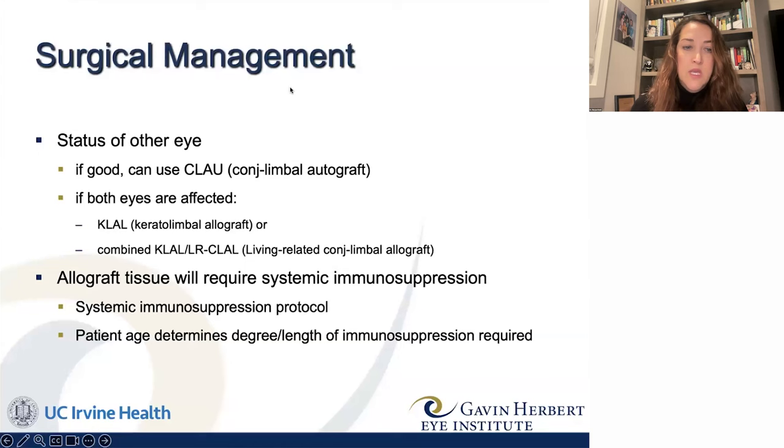And the patient's age and the severity of their disease really determines the length of the systemic immunosuppression that's required. So patients who have less inflammation on the eye may not need as long of an immunosuppression protocol. Patients who are older than the age of 70 also don't have as robust an immune system, and often their immunosuppression can also be shortened. They tend to not need as much systemic immunosuppression long-term.